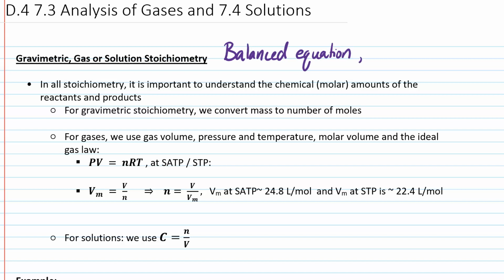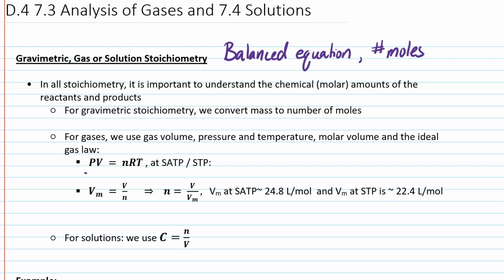And always we need to be converting in some way to the number of moles of the substances. And then we can figure out masses of the substances after, or volumes of the substances after. But relating reactants to products, we always relate to them in terms of the number of their moles. So again, for gravimetric stoichiometry, what we have been doing, we always converted mass to number of moles. For gases, we can use volume, pressure, temperature, molar volume, and ideal gas laws.